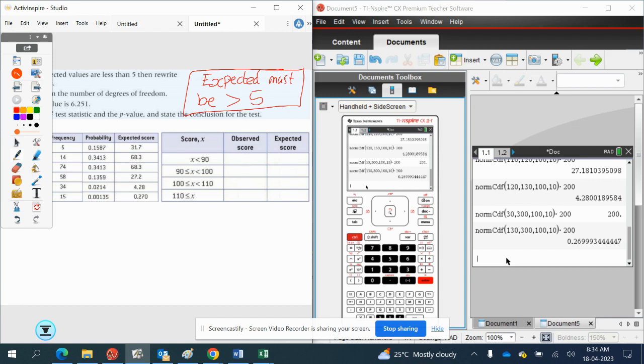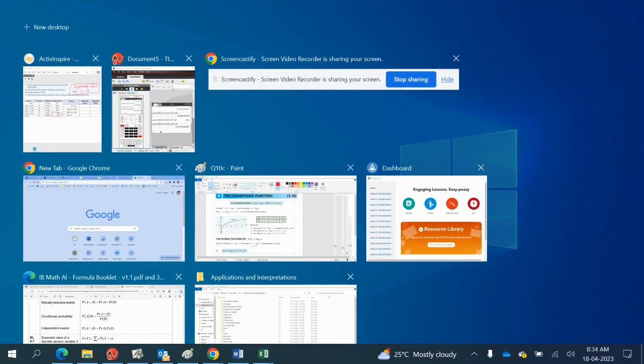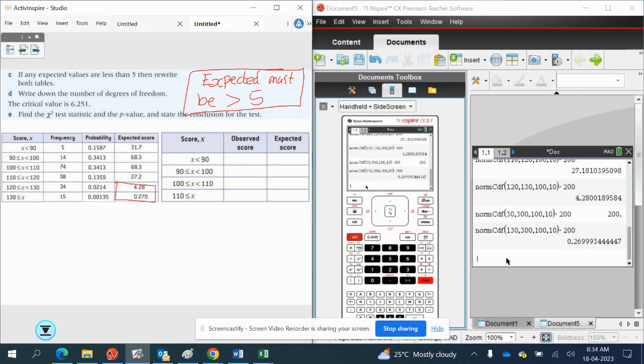Expected values must be greater than 5. Remember this. If you see here, these two values are too low. So what we have to do is compress the rows. Instead of going up in tens, here we go up in 10, here we go up in 10, we have to put these all together. So we get this new boundary here.